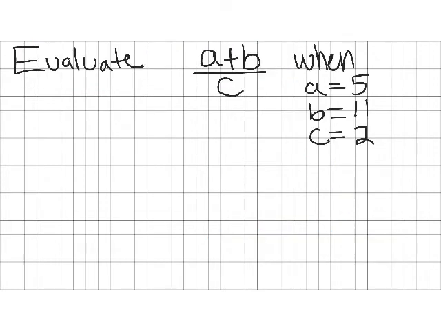All right, let's try another one. This time, let's evaluate. Let's make this a little trickier. Let's evaluate a plus b over c and all of that squared, when a equals 5, b equals 11, and c equals 2. Give it a try. Pause now.